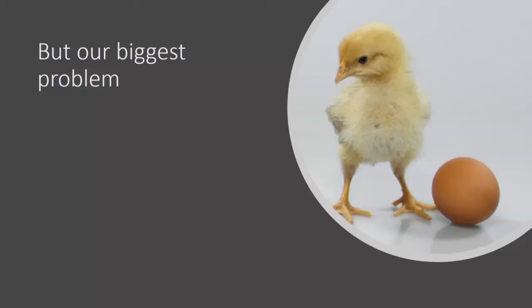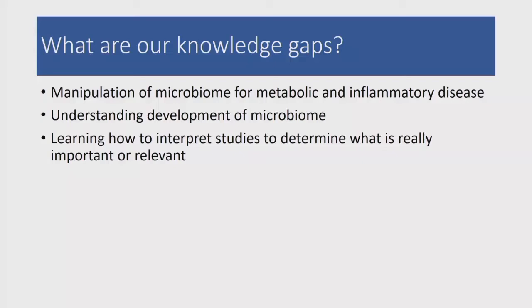But I guess for all of those studies that we have, the biggest problem is the chicken or the egg situation, whether the dysbiosis has driven the inflammation or whether the inflammation has driven the dysbiosis. But clinically, it's kind of academic because we have a dysbiosis and we have inflammation and we want to try and resolve both. So where are our knowledge gaps in veterinary medicine?